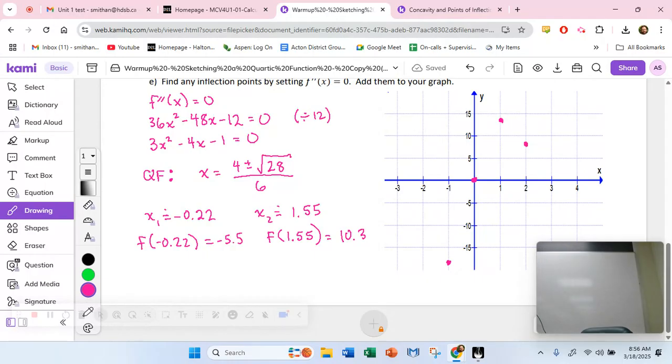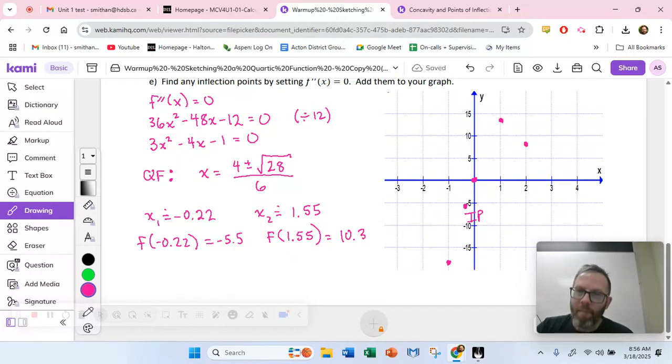local min is down here, so concave up. This is local max, concave down. Somewhere in between, we need to change concavity, and that happens at negative 0.22, negative 5.5. Seems to fit really good, right? Everything we're plotting on our graph is making sense so far. So an inflection point, negative 0.22, negative 5.5 as best we can.